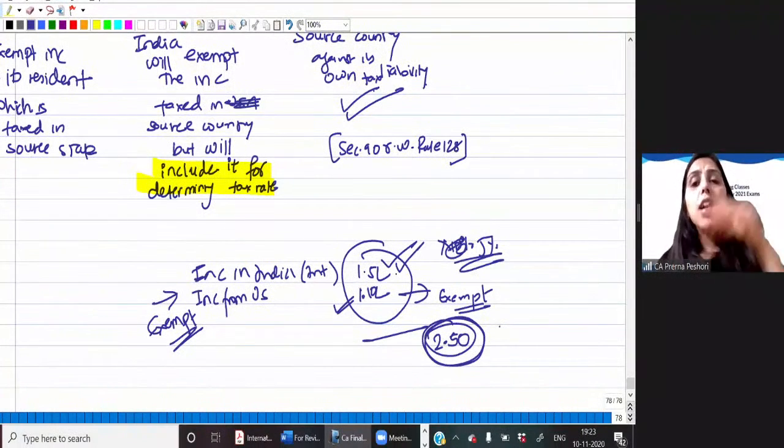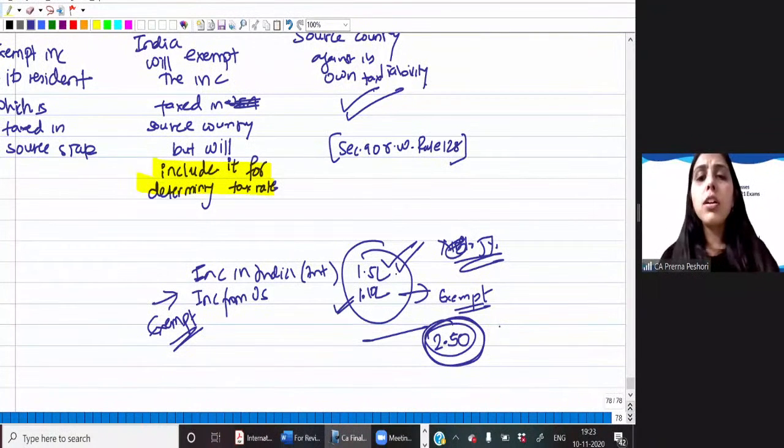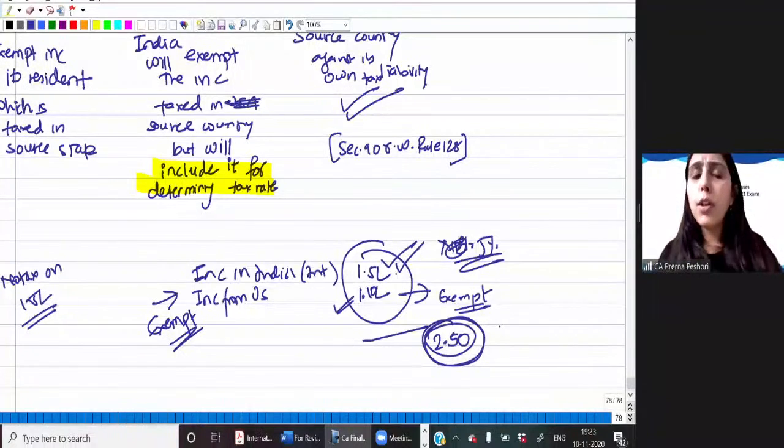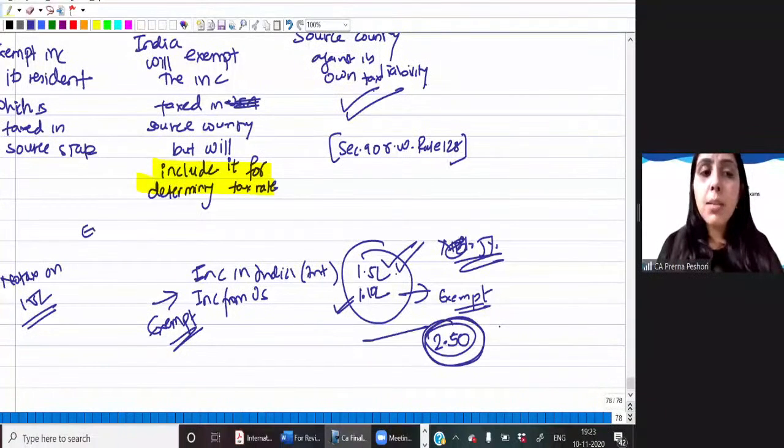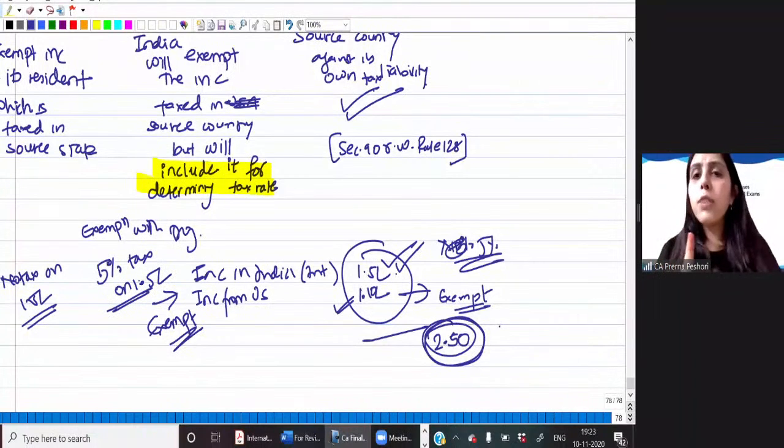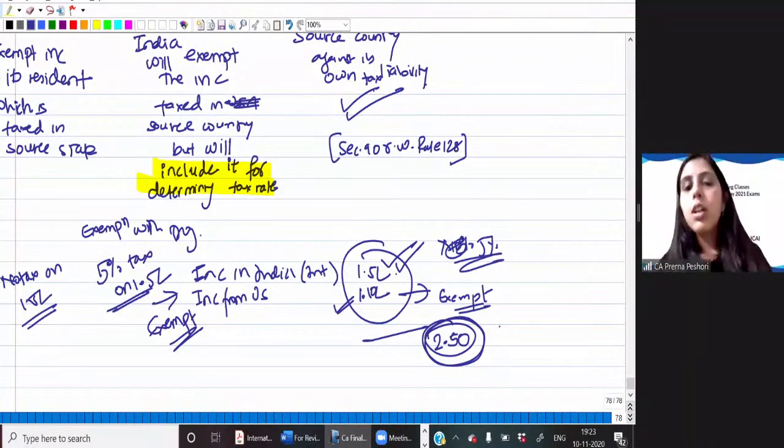So it's not that if the exemption method was followed, then no tax would have been paid in India, even on 1.5 lakh. Because what would have happened? I would have fallen below the basic exemption limit because this becomes exempt. But if the exemption with progression method is followed, then in that case, I will pay 5% tax on 1.5 lakh only. 1.10 lakh would still remain exempt, but for determining the tax rate, I will include both of it. Clear, Kunal? Is it clear?